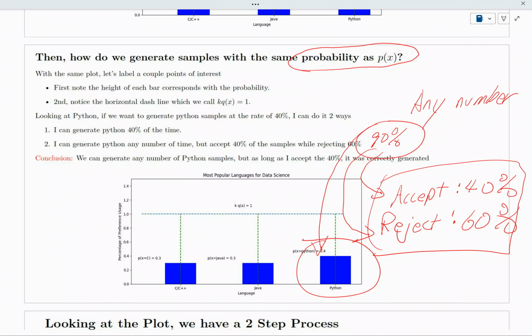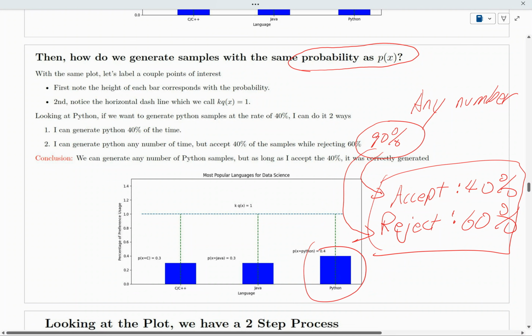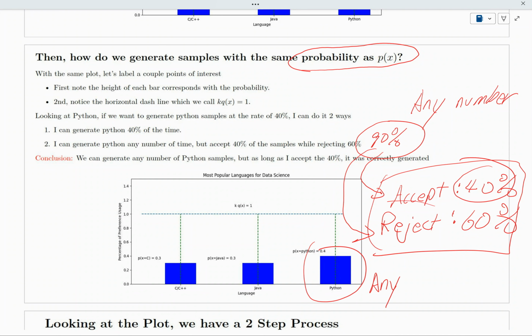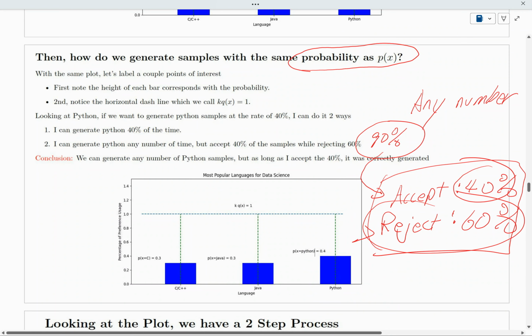And you want to listen to what I just said a couple times. This is a video, so you can go back and listen to it. The first way is you want to generate 40% for Python. The second way is you can generate Python at any rate. You can generate lots and lots of Python. However, as long as you're accepting it at 40% and throwing away the rest, the 60%, you are essentially still generating the 40%. Okay, so you want to get these two ways sorted out.